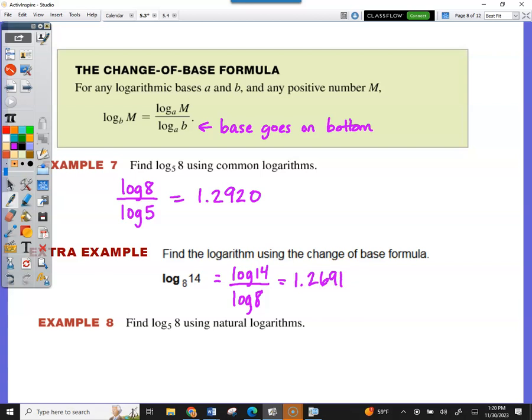Did you get 1.2691? Yes. Don't you love logs? How do you use the natural logarithm? I still hate logs. I missed that.